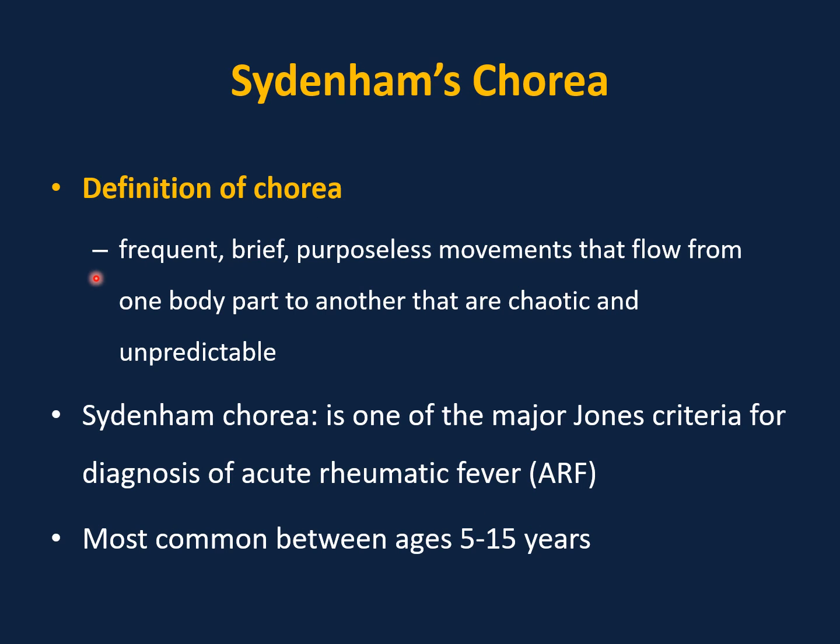Sydenham chorea is a frequent, brief, purposeless movement that flows from one body part to another, chaotic and unpredictable. Sydenham chorea is one of the major criteria of acute rheumatic fever. The most common age is between 5 to 15 years of age. Sydenham chorea will be discussed in detail in the infectious disease chapter.